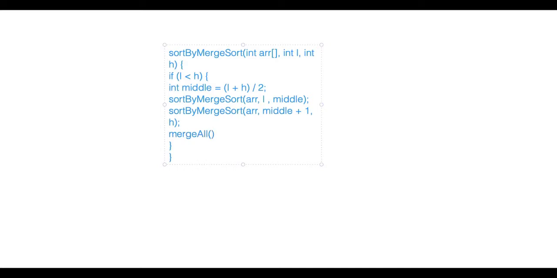And from where to where do we have to merge? From L, middle, and high, because at this point we will have two arrays, one from low to middle, and one from middle plus 1 to high. If you remember the last picture, while merging we had two arrays. And then we will write the logic for merge.